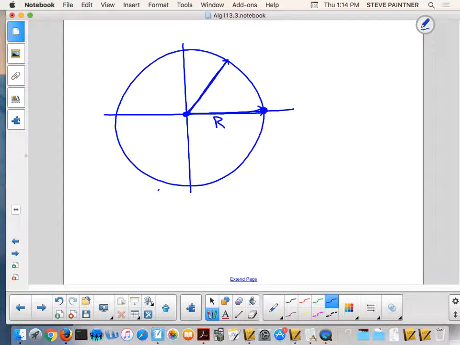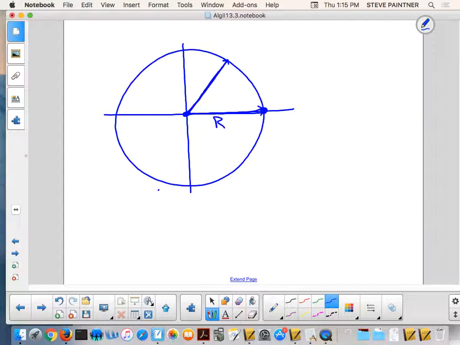And degrees are like this. 1 degree, 2, 3, 4, 5, 6. So how many of these does it take to get it all the way around? 360. The circle is broken into 360 equal parts. Each one's a degree. Okay, now we're going to do radians.